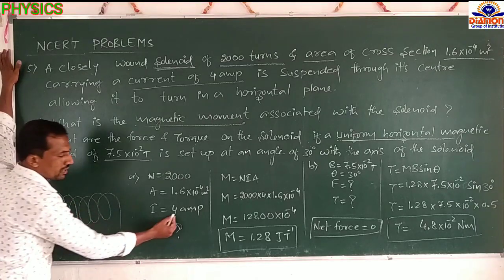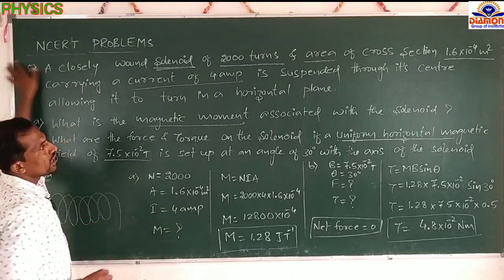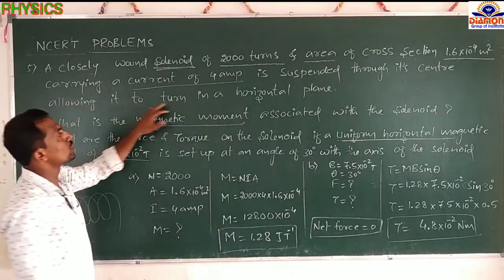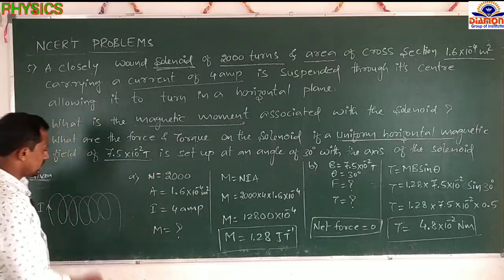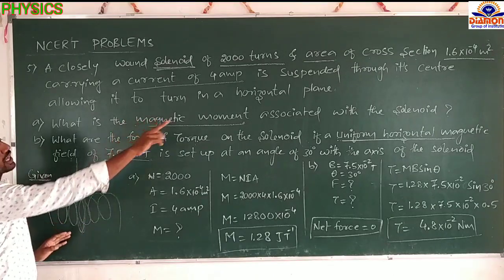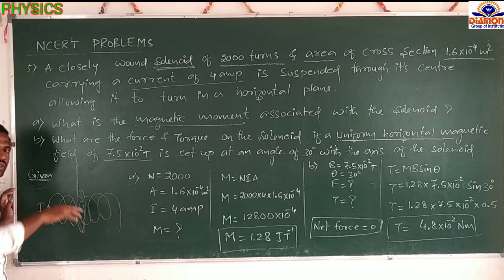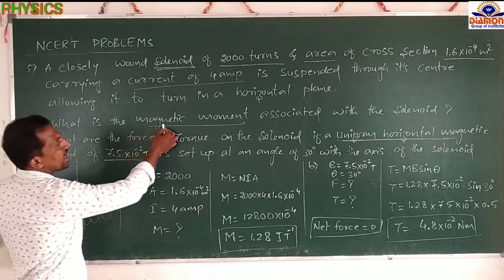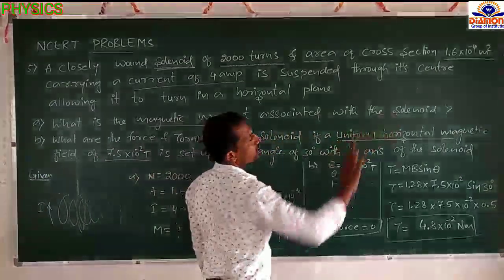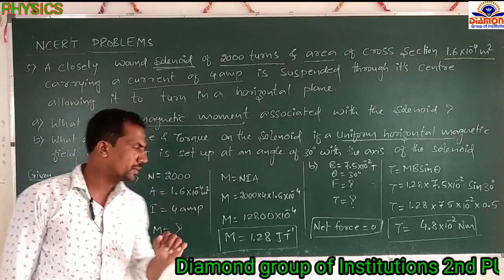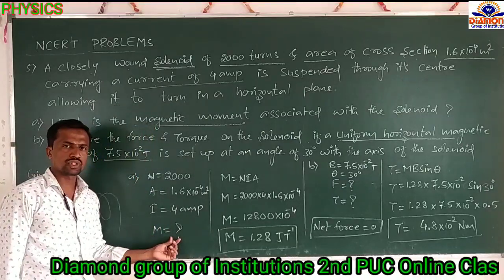कितना current flow रहा solenoid में? 4 ampere. Is suspended through its center, allowing it to turn in a horizontal plane. This coil is suspended from a center, allowing it to turn in a horizontal plane. Horizontal plane में turn होने के लिए इसको allow करो. First question, what is the magnetic moment associated with the solenoid? Magnetic moment is denoted by m. Then we are writing m equals question mark.